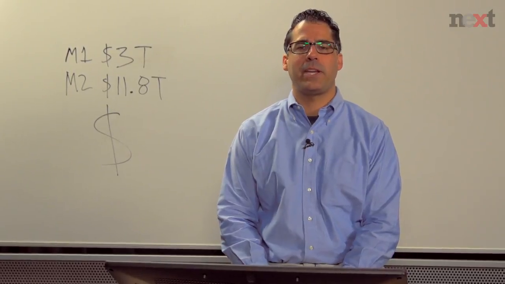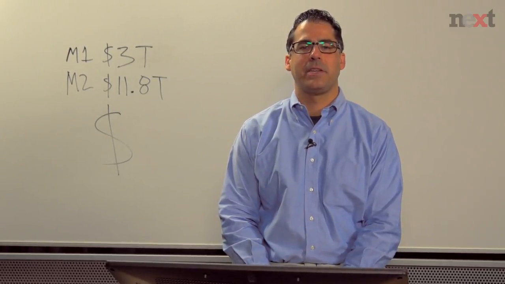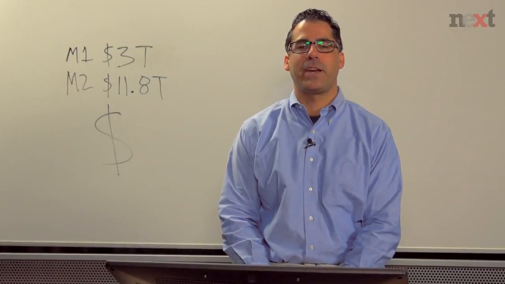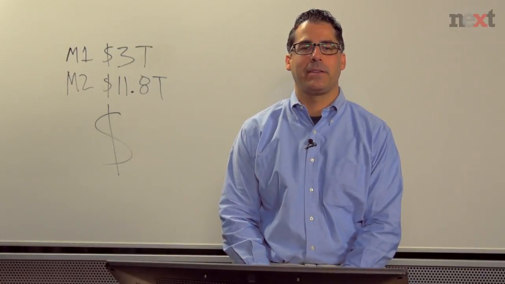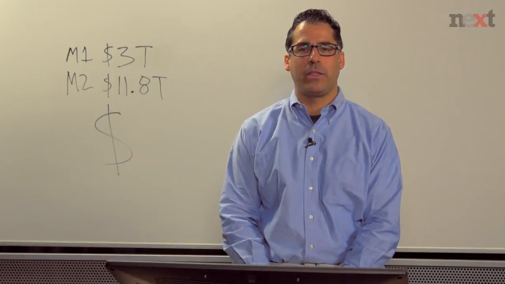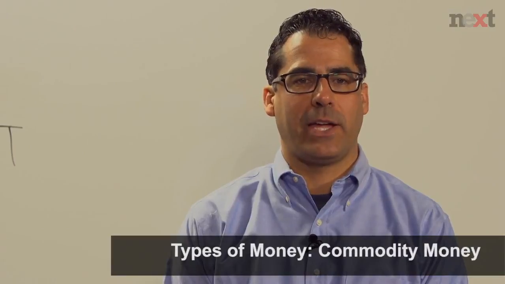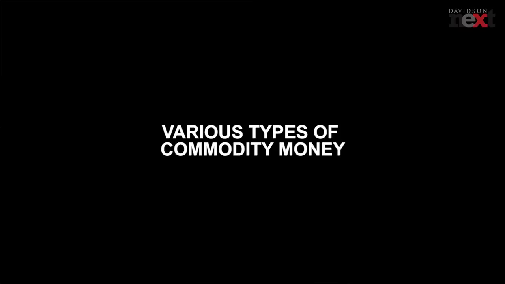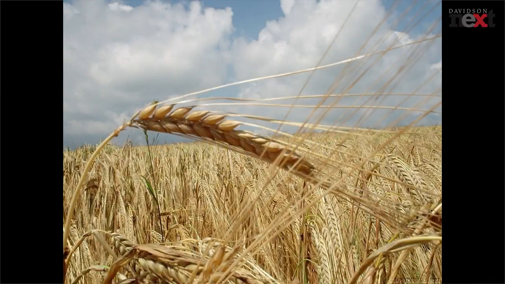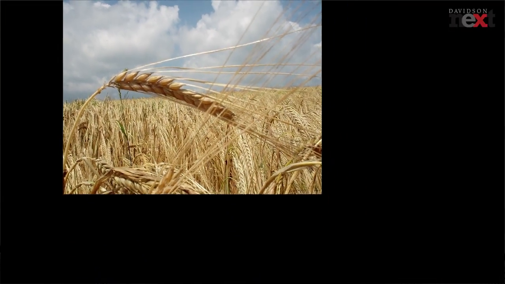There are 3 types of money recognized by economists: commodity money, representative money, and fiat money. Let's take a look at each one through the eyes of history. Money that's in the form of a commodity with intrinsic value is considered commodity money. Intrinsic value means it has value outside of its use as money. For example, grain was used in ancient Egypt as one form of commodity money. Grain has an intrinsic value because it's a food.